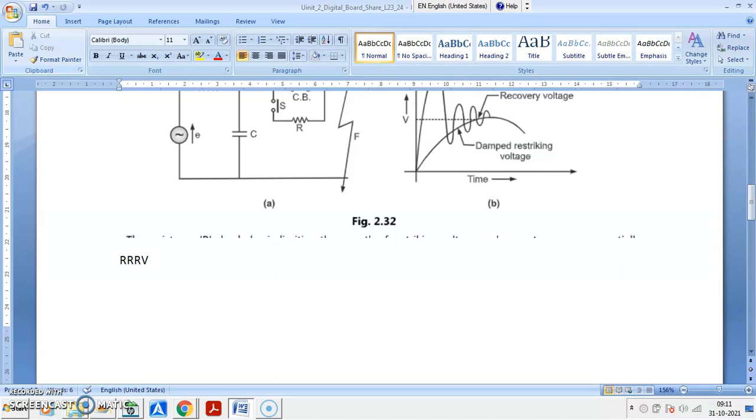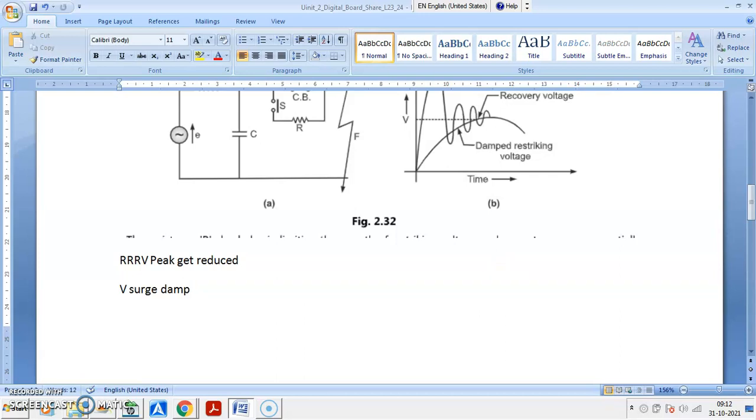Rate of rise of restriking voltage, that RRRV peak, the initial sudden jerk gets reduced. That is very important. Because of that, recovery voltage, you will damp the restriking voltage and you will easily reach to the recovery voltage because of R. It reduces voltage surge. Voltage surge gets damped.